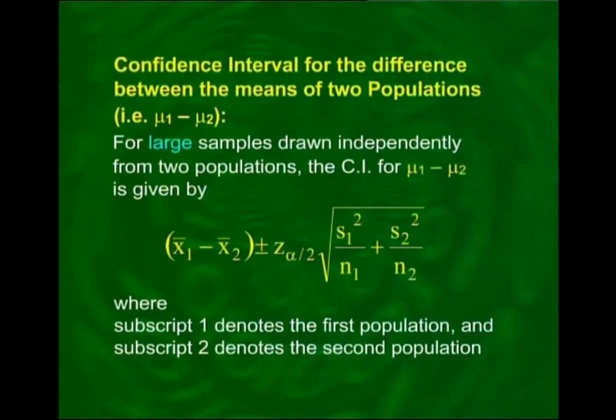And this formula is valid when we are drawing large samples independently from two infinite populations. This formula is being presented in that situation when the population variances sigma 1 square and sigma 2 square are unknown, as is generally the case, and therefore we will replace them by their estimates s 1 square and s 2 square.